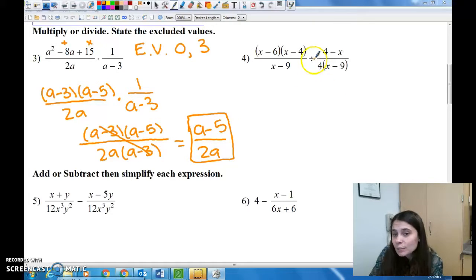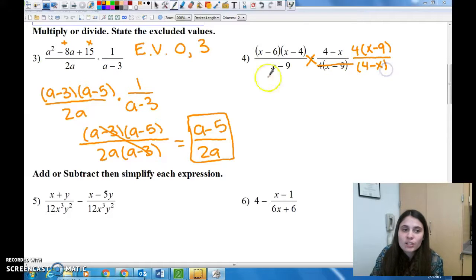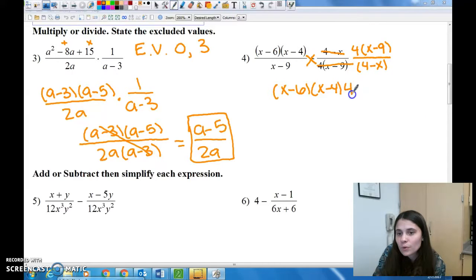Dividing is very similar to multiplying, but in order to multiply, I just have to flip my second fraction. So if I want to change this divide to a multiply, I'm going to move my 4 times x minus 9 to the top, and my 4 minus x to the bottom. And then I can do it the exact same way I did number 3. This one, conveniently, is already in factored form, so I don't have to factor anything like I did over here. I can just multiply straight across the top. So I have x minus 6 times x minus 4 times, so this got switched, times 4 times x minus 9, all over x minus 9.